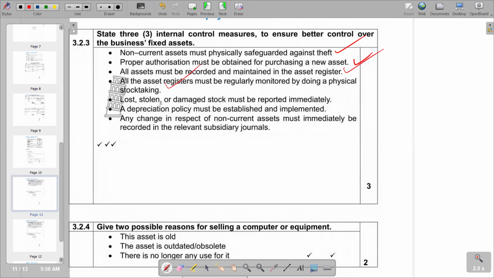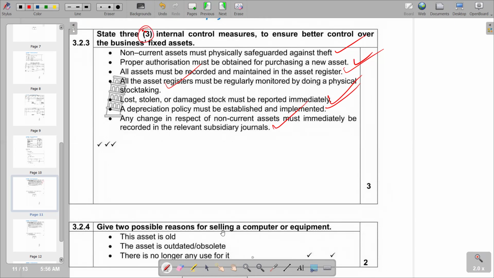Then we've got lost, stolen or damaged stock must be reported immediately. A disposal policy must be established and implemented. And lastly, any change in respect of non-current assets must immediately be recorded in the relevant subsidiary journals. But if you go back to the question, it needs only 3, so you can just pick 3 from the ones that we have.